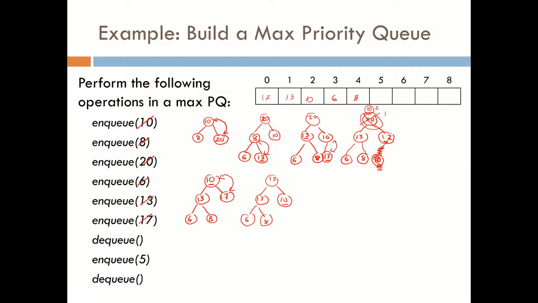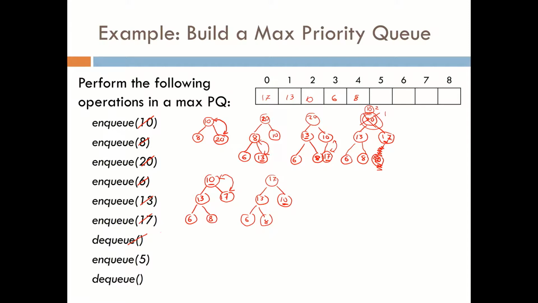Okay, and we're still trying to heap down the 10. It started at the root. Well, the heap down stops either when we stop violating the heap order property, or when we reach the status of a leaf, which 10 is in this case. And so we can see that our array here, 17, 13, 10, 6, and 8, is this tree, 17, 13, 10, 6, and 8. Okay, so that was the dequeuing of 20.